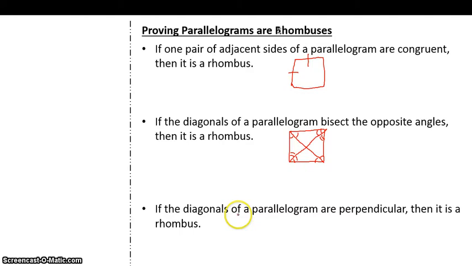And then the last one, if the diagonals of a parallelogram are perpendicular, then it's a rhombus. Well, again, remember that was one of the characteristics of a rhombus, is that if it's a rhombus, then the diagonals are perpendicular to each other. So if you already know it's a parallelogram, and you draw in the diagonals, and they show you that the diagonals are perpendicular to each other, remember how they show you is with the box? Then if it's a parallelogram and the diagonals are perpendicular to each other, then you can say it's a rhombus. And again, that characteristic went with a rhombus. Okay?